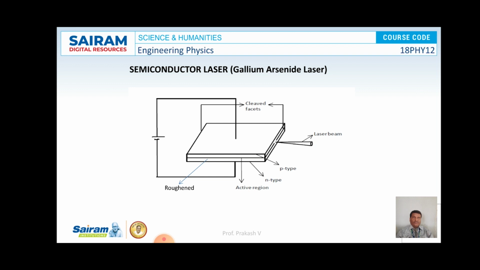Now I am going to explain how it works. The gallium arsenide laser diode is subjected to a forward bias using a DC source. Electrons from the N section and holes from the P section flow across the junction. An active region is formed where the electrons and holes recombine and emit photons. This is equivalent to spontaneous emission. Under normal conditions, the concentration of electrons in the valence band is greater than that in the conduction band. Thus, population inversion is not possible.